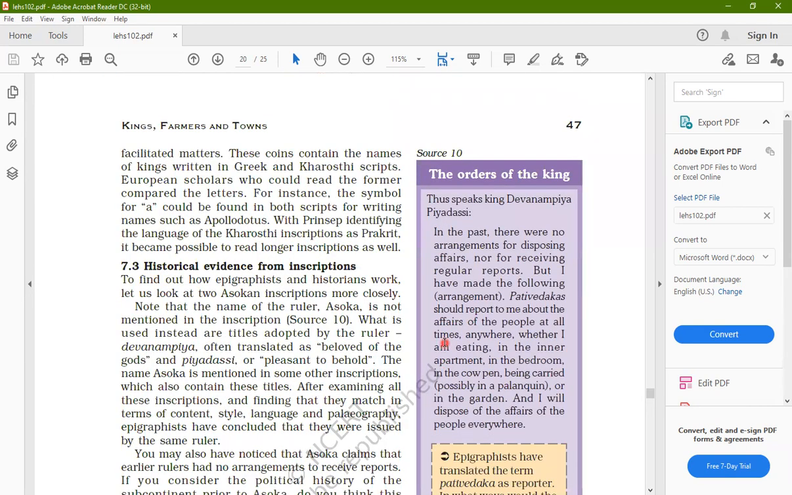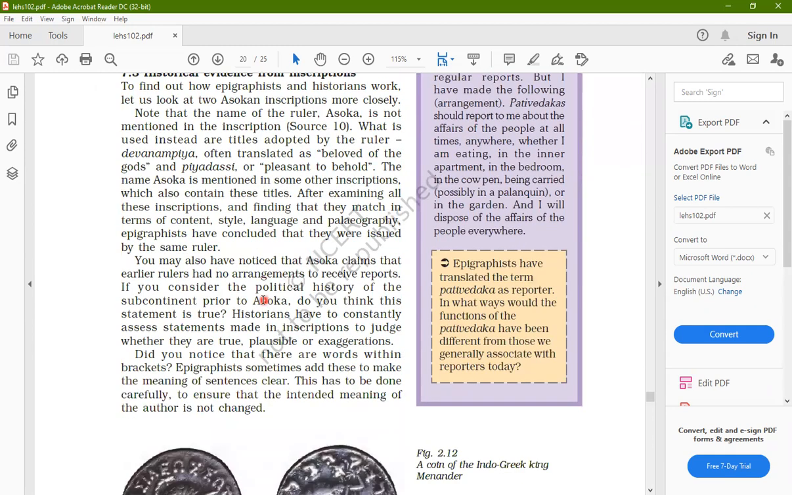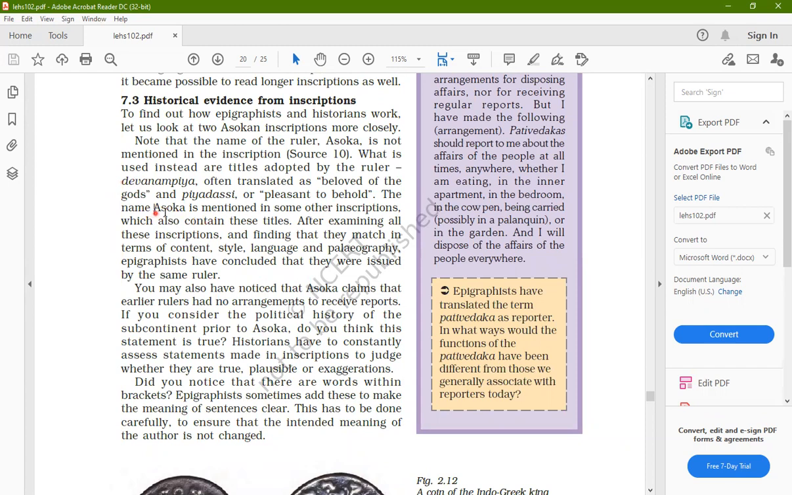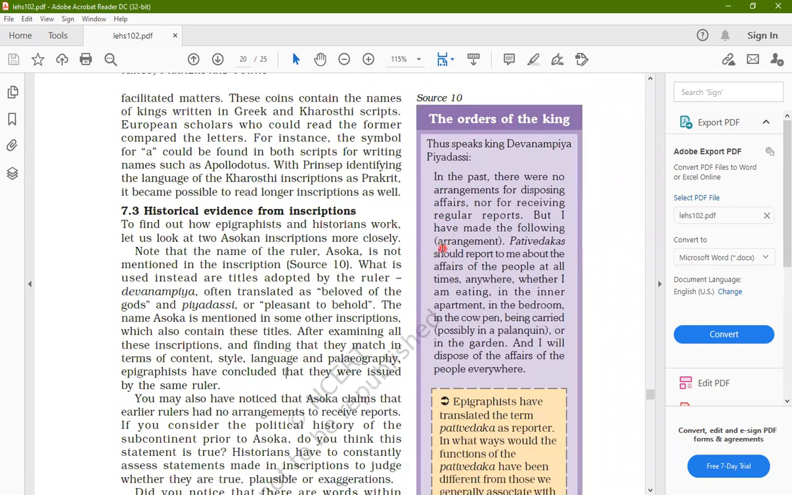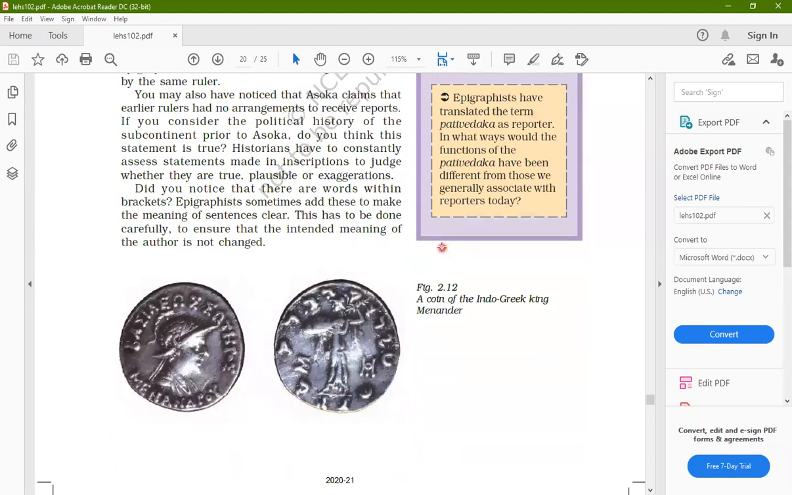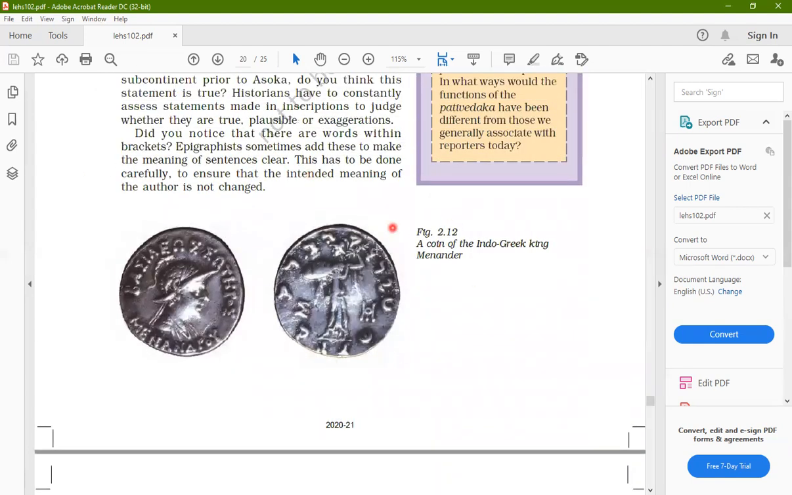Here Ashoka is mentioned in some of the inscriptions. After examining these inscriptions, you may also have noticed that Ashoka claims that earlier rulers had no arrangement to receive reports. This is an important line. Then we have order of the king. This is about the epigraphist. Now this is a coin of an Indo-Greek king. Again, we can see the kings' names issued on the coin.